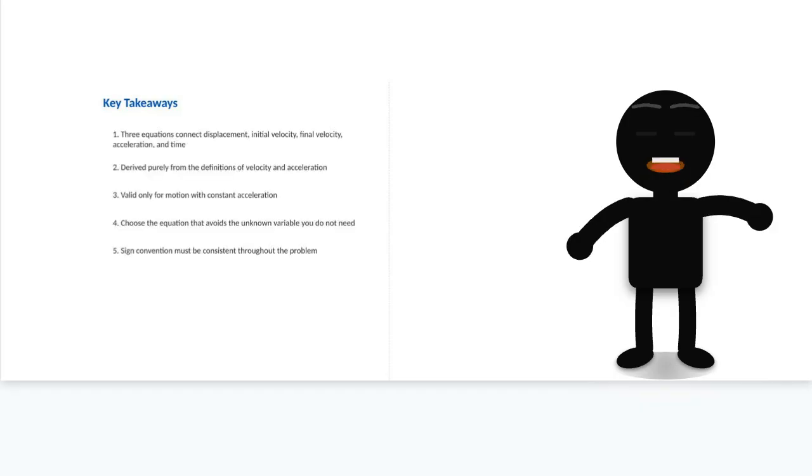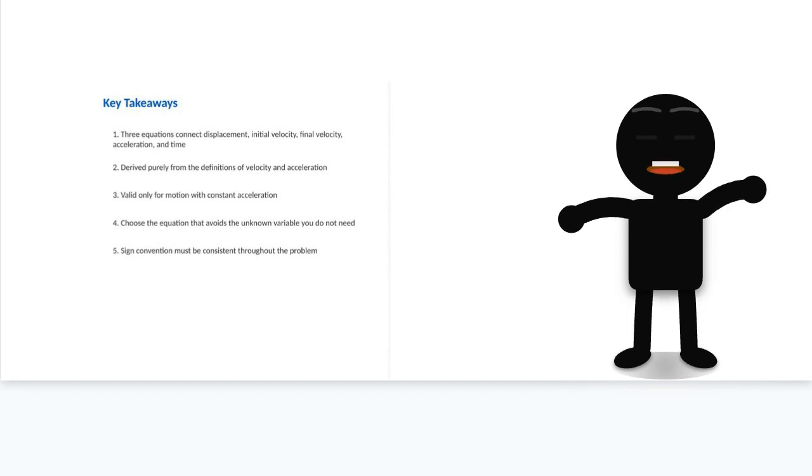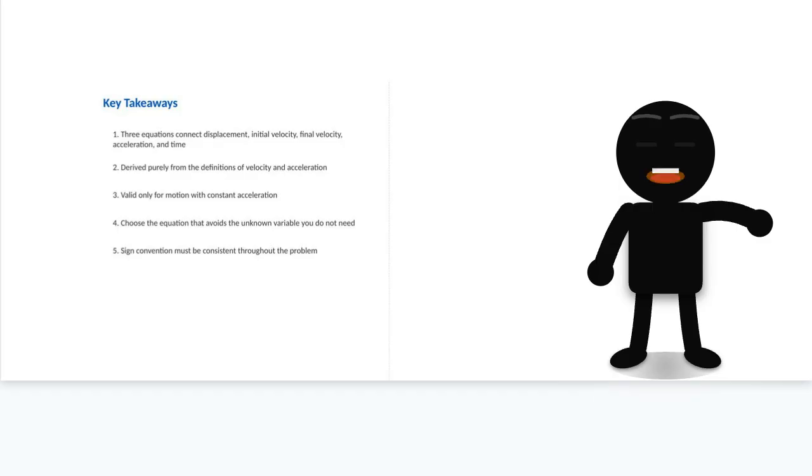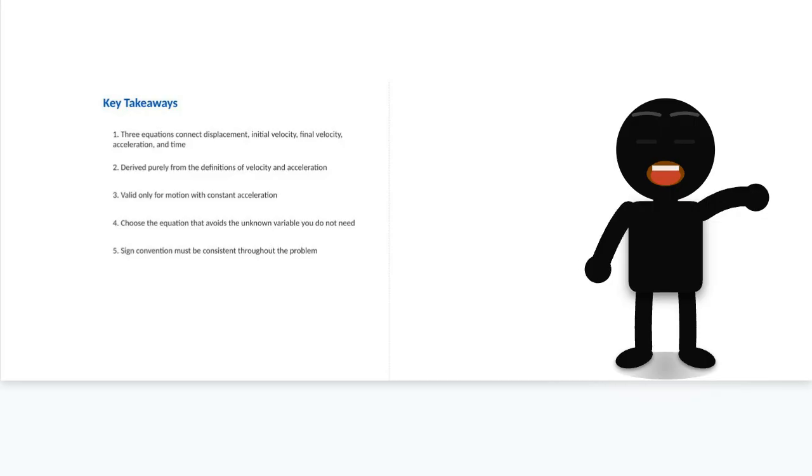Let me summarize the 5 key takeaways. First, 3 equations connect all 5 SVAT variables. Second, these are not magical, they follow directly from the definition of acceleration. Third, they are valid only when acceleration is constant. Fourth, become skilled at choosing the equation that avoids the unknown variable you do not need. And fifth, always establish a sign convention and apply it consistently. This is where most mistakes happen. You now understand the derivation of the most powerful equations in kinematics.